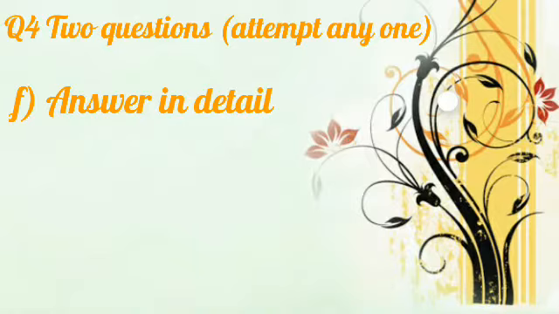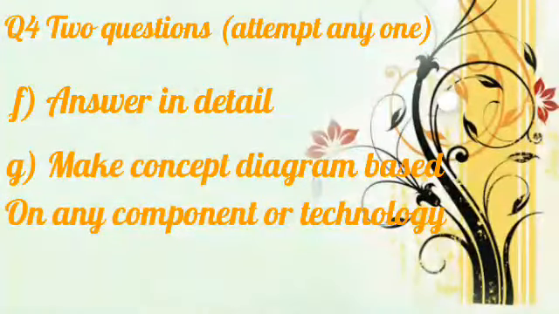The next type included in this is make a concept diagram based on any component, concept or technology. So you have to draw a concept diagram, explain it, and write the details of all the technologies or the types or whatever varieties or kinds there are. According to that you have to write down. That's all in question number 4 for 5 marks.